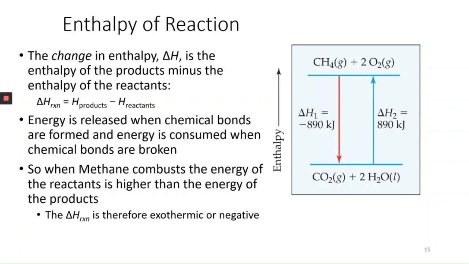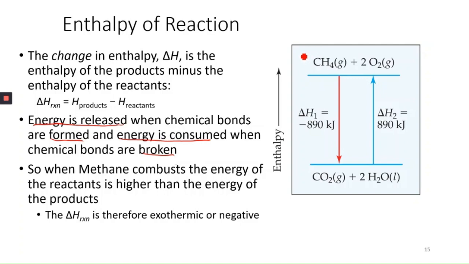So now let's talk about the enthalpy of a reaction. The change in enthalpy, delta H, is the enthalpy of the products minus the enthalpy of the reactants. And just to remind you, at the beginning we talked about breaking and forming bonds. Energy is released when chemical bonds are formed. So you release energy when bonds are formed. And energy is consumed. You have to put energy in to break bonds.